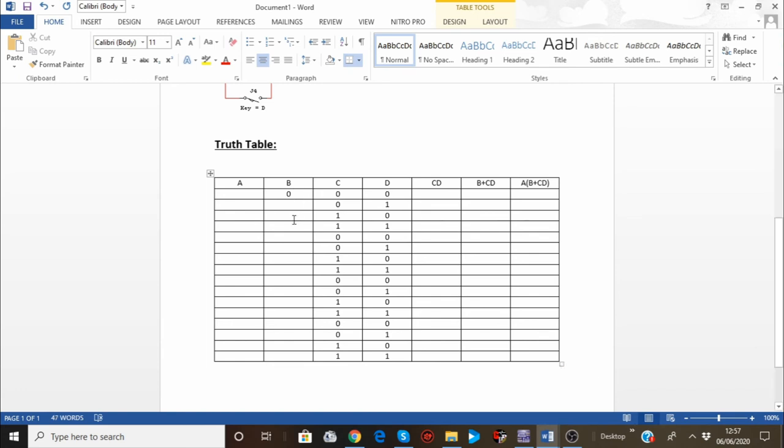Then for the next column, four zeros, because 2 to the power of 1 is 2, 2 to the power of 2 is 4. Four zeros, four ones. And again, if you copy that, then you have that. And then for the last one, 2 to the power of 0, 1, 2, 3. 2 to the power of 3 is 8.